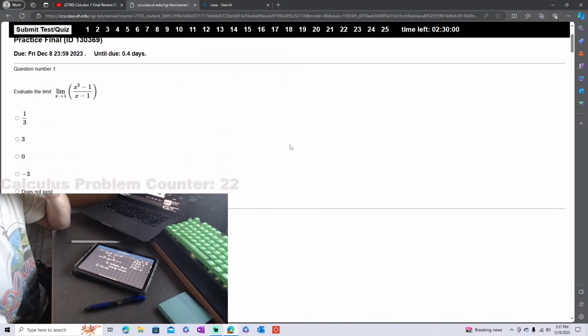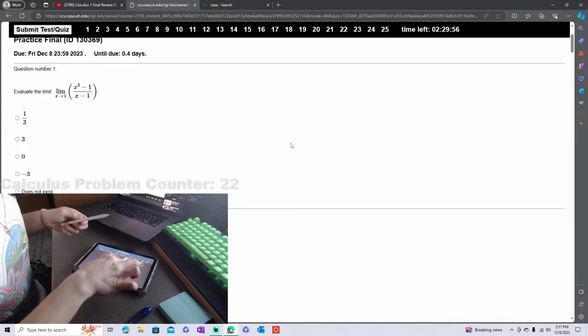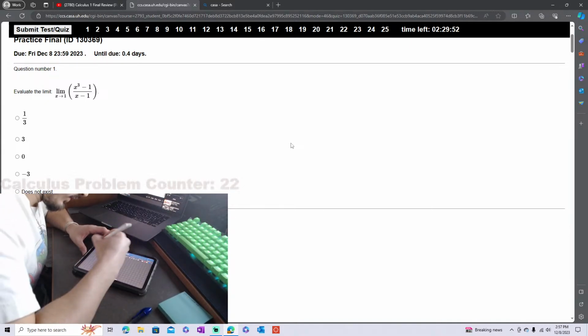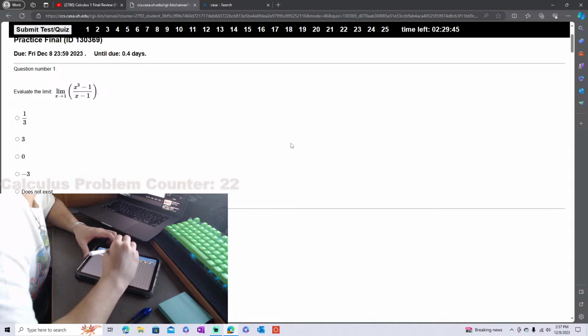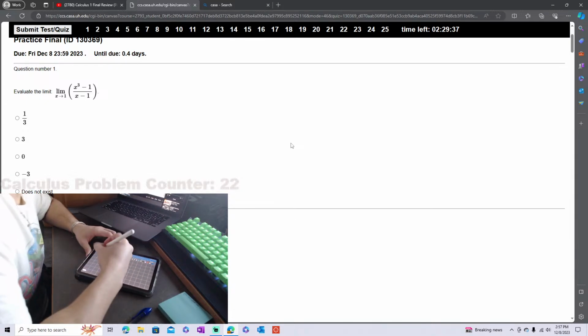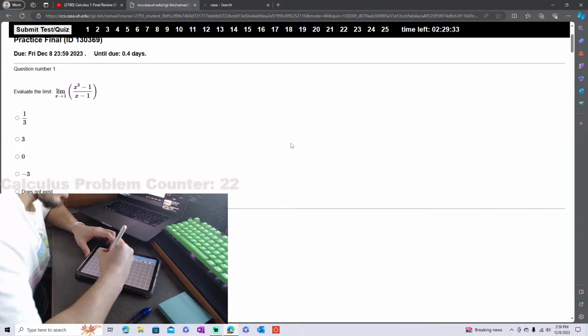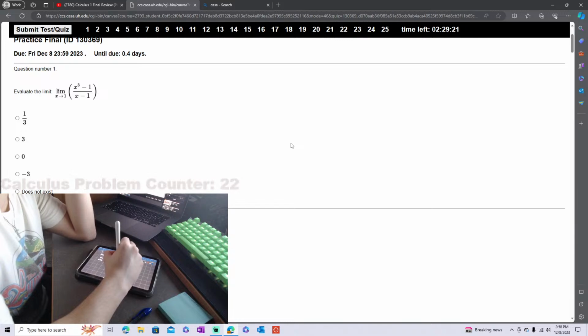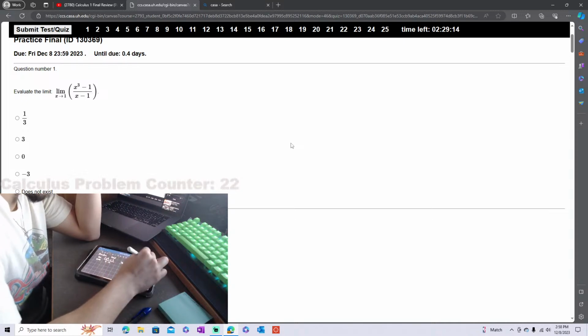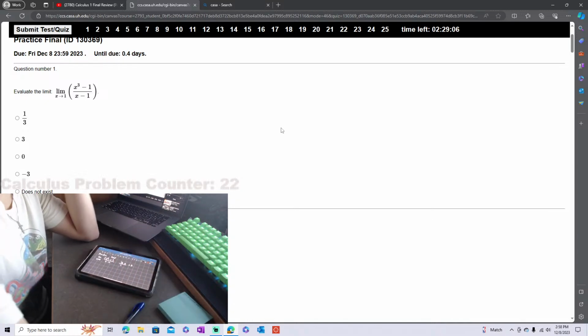Alright, let's take this practice test. Question 1: the limit as x approaches 1 of x cubed minus 1 over x minus 1. Plugging in 1 gives 0 over 0, so then the derivative gives 3x squared over 1, and it should just equal 3.